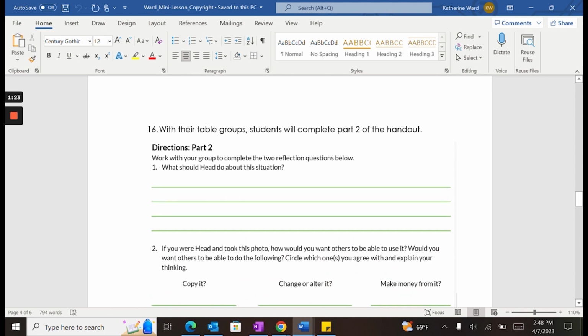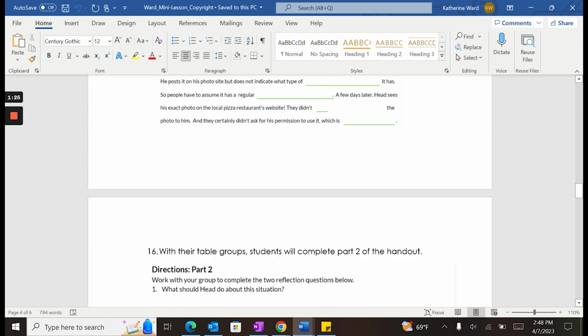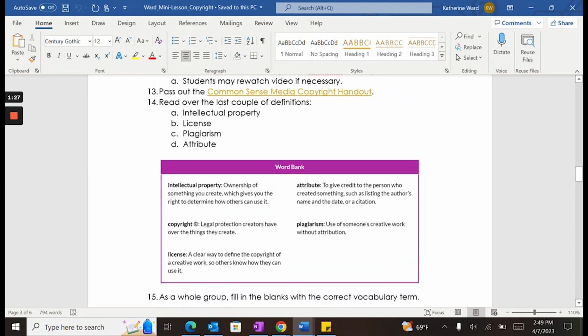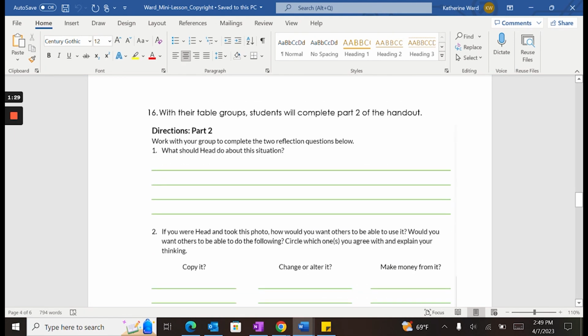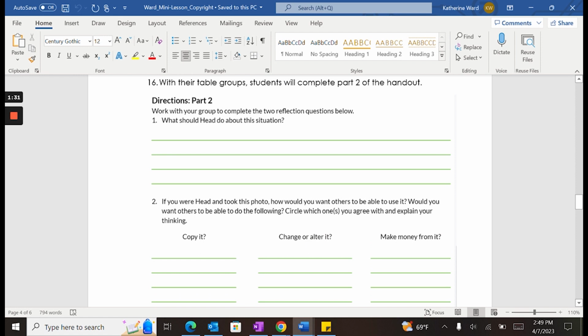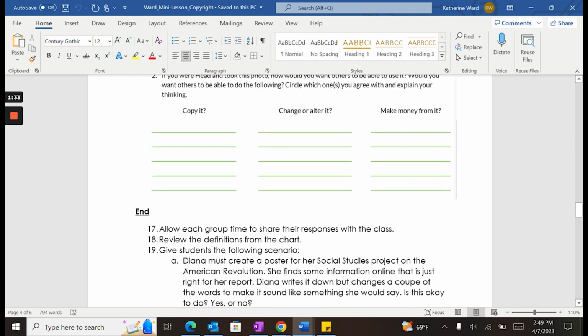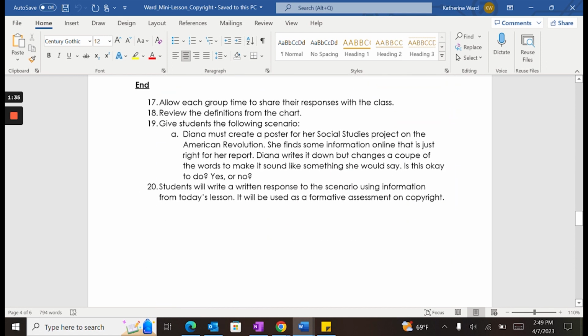With their table group, students completed part 2 of the handout, which went along with the Common Sense Media activity, reflecting on the information that was given. Once that was done, we asked each group to share their responses with the class. We reviewed the definitions from the chart, and we gave students the following scenario and asked whether it was okay or not okay to do what was given. And then students created a written response to use as a formative assessment on copyright.